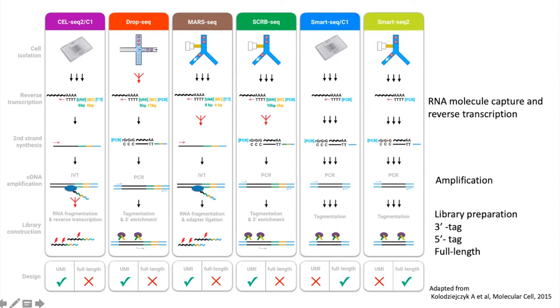And in the library preparation part, there will be a tagmentation of the library and the selection of either the 3' end, the 5' end, or for the scRNA-seq methods running the full length, with no selection, running all the tagmented parts basically.